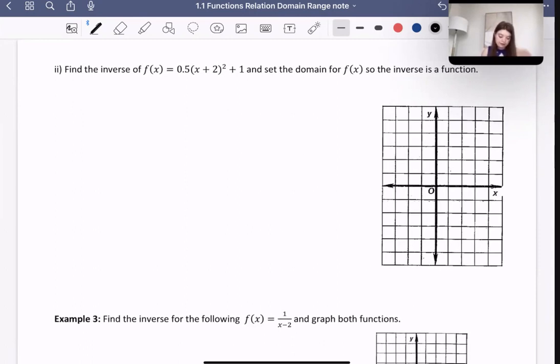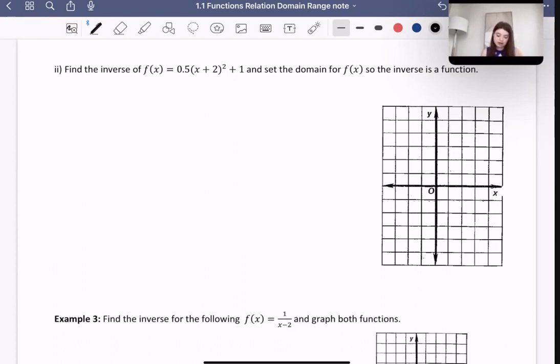Find the inverse of this quadratic function and set the domain for f of x so the inverse is a function. Okay, because here they're recognizing that, hey, this is a quadratic, the inverse is not going to be a function, but if we set the domain a specific way, maybe it could be a function, is what they're saying. Okay, so let's go ahead and do that.